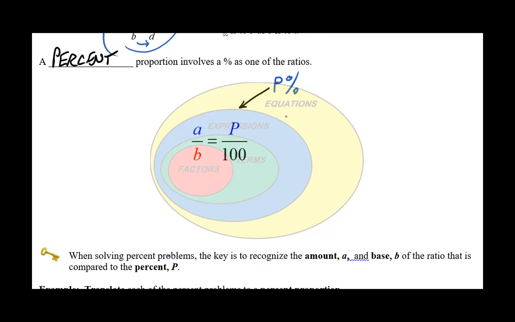And we solve so many of these that we actually name the different components of the ratio on the left side, what we're comparing. So A we call the amount, and the amount is basically the part of the whole. So A is the amount, and B we call the whole or base.